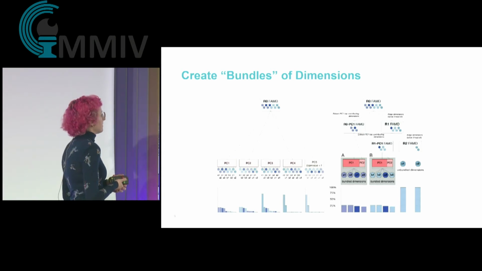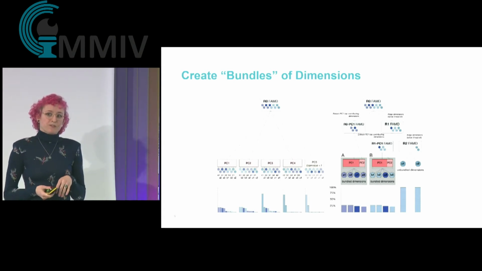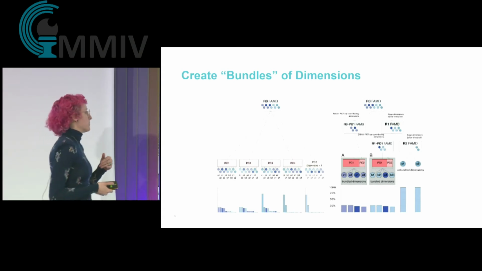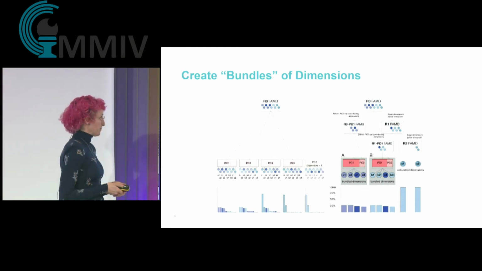And then the last piece that we have here, so I said we do this iteration. But if you have dimensions that don't meet this contribution threshold that we've defined, we don't just throw those out. We keep those, but as unbundled, so then you can compare them directly with your bundles.